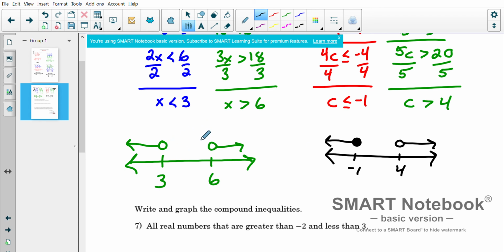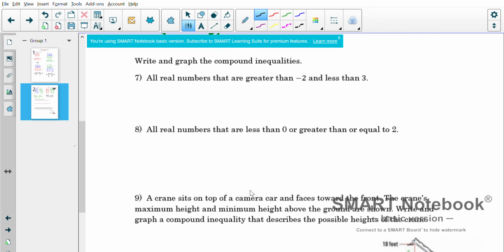All right, looking forward, we are now going to take some verbal sentences and translate them into compound inequalities. The best way to do this is to identify your unknown and your 2 limits. Number 7 says all real numbers are greater than -2 and less than 3. So our limits are right there. We know we're going to have -2 on one limit and 3 on the other.